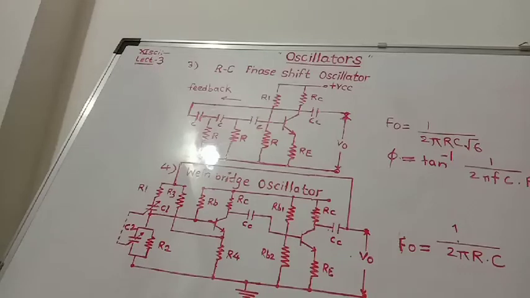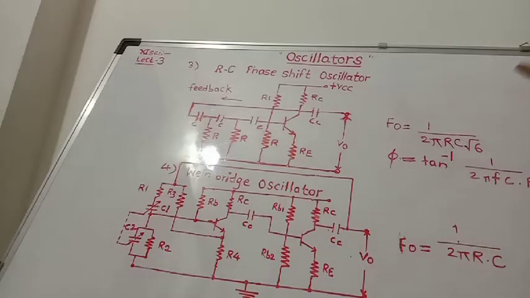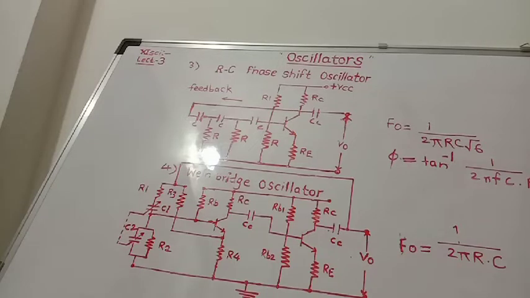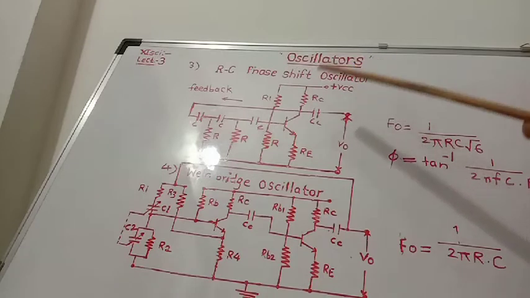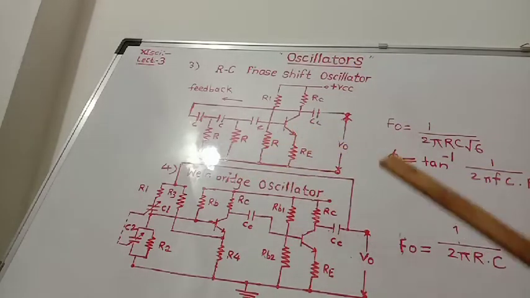Hello students, the next type of oscillator is an RC oscillator. Last time we studied LC oscillators. In LC there are two types of oscillators, Hartley oscillator and Colpitts oscillator. The next type is the RC oscillator, and in the RC type there are two types of oscillators, the RC phase shift oscillator and the Wien bridge oscillator.